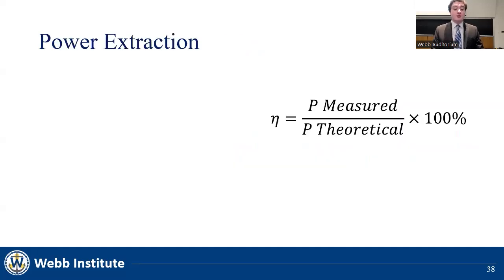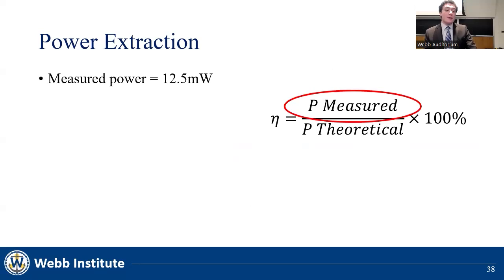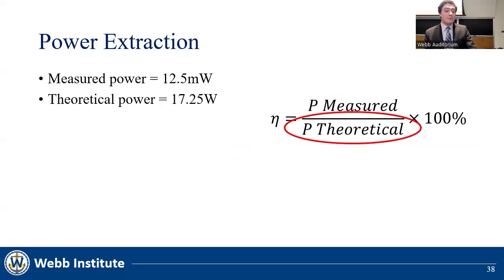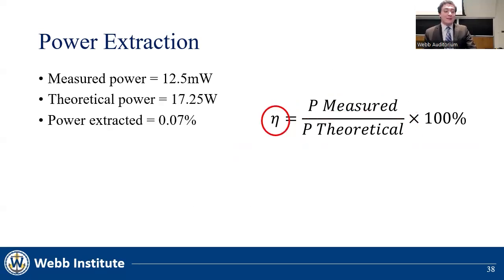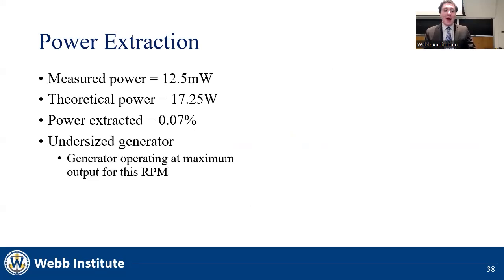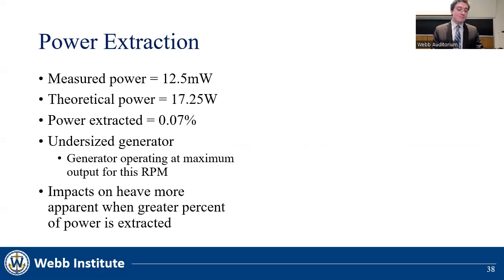To calculate our extracted power, we took our measured power in the numerator and our theoretical power in the denominator, and got a power extracted from the system of 0.07%. I'm aware that that is an alarming number. However, our generator was significantly undersized for this application. It was in fact operating at its maximum output for this RPM and due to its own construction limitations.